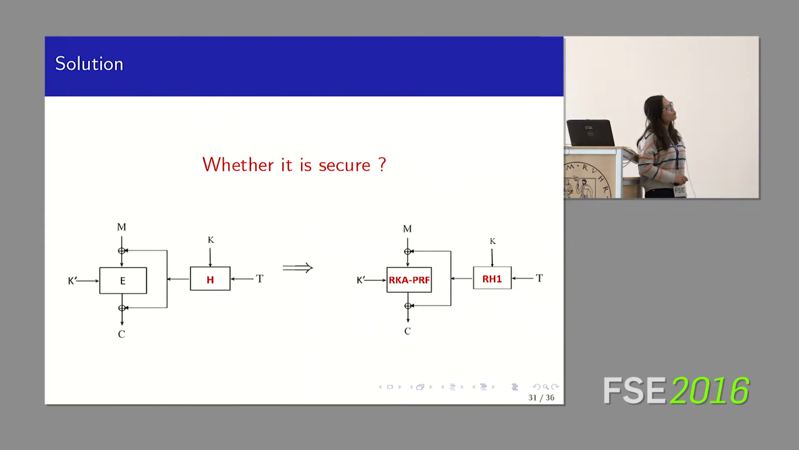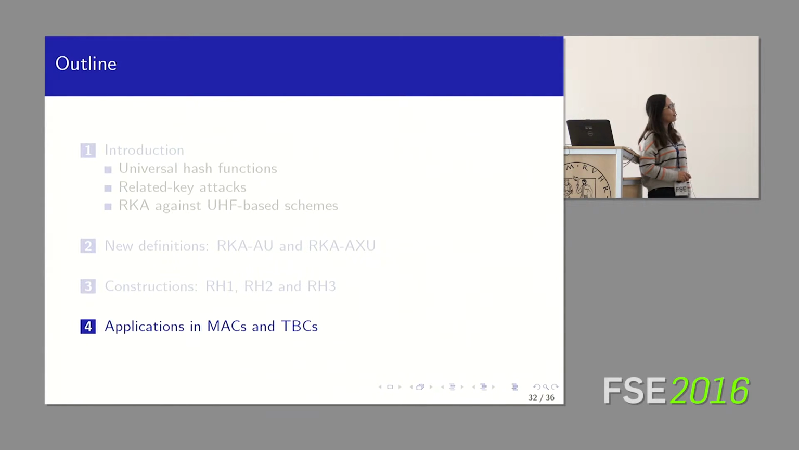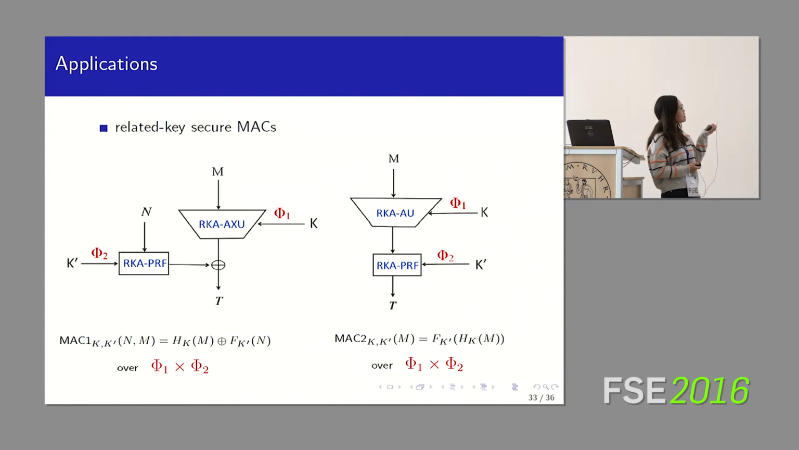We may think that this scheme is secure in the invariable key setting. And then we think that if we replace this function with our construction RH1, and assume the block cipher to be RKA-PRF, whether the scheme will be relatively secure or not. So I will apply the relatively universal hash functions to design the relatively secure mask and TBCs.